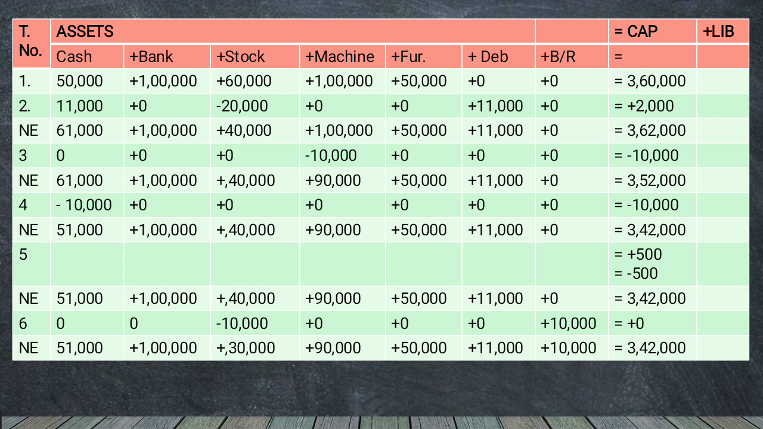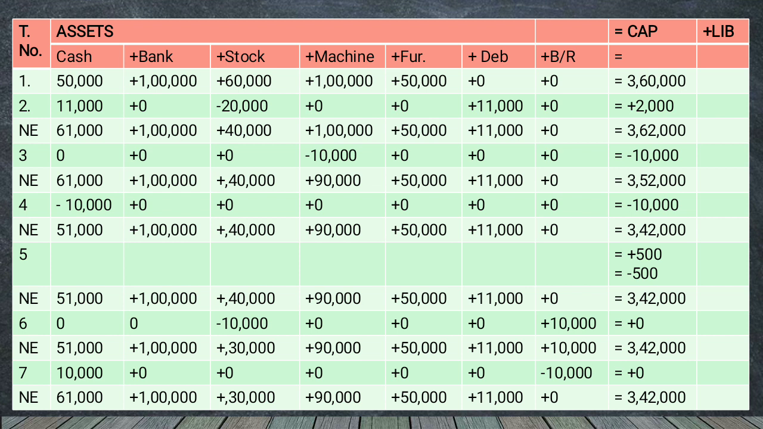So after transaction number 6, we have transaction number 7, that is a very important transaction. In transaction number 7, we have received the amount of bills receivable. It was 10,000. So once you receive the amount of bills receivable, it will decrease the amount of bills receivable by 10,000, but it will increase the amount of cash by rupees 10,000. So after transaction number 7, we can check that effect. So revised cash will be 61,000 because previously it was 51,000. So after adding 10,000, it will be 61,000.